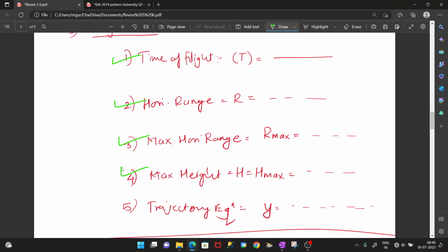Time of flight, horizontal range, maximum range R max, maximum height h max, and the equation of trajectory, y is equal to x tan alpha and so on. So these five formulas you have to keep in mind when solving the problems of projectile motion. So this is nothing but your projectile motion, then rectilinear motion and curvilinear motion, unit number 5.